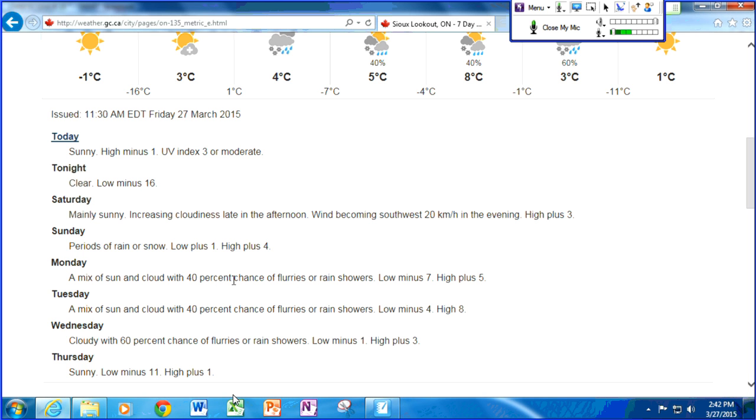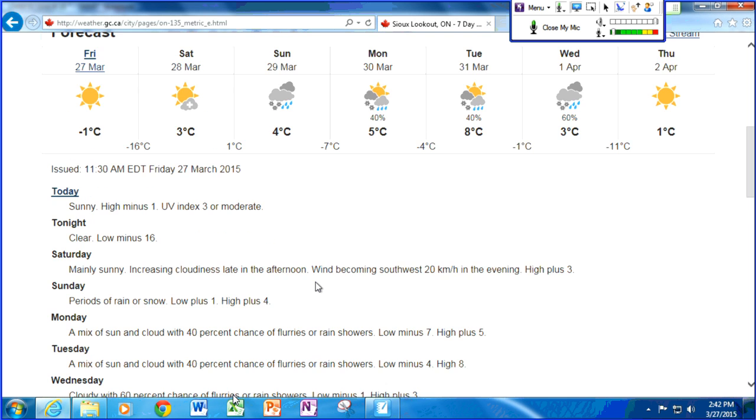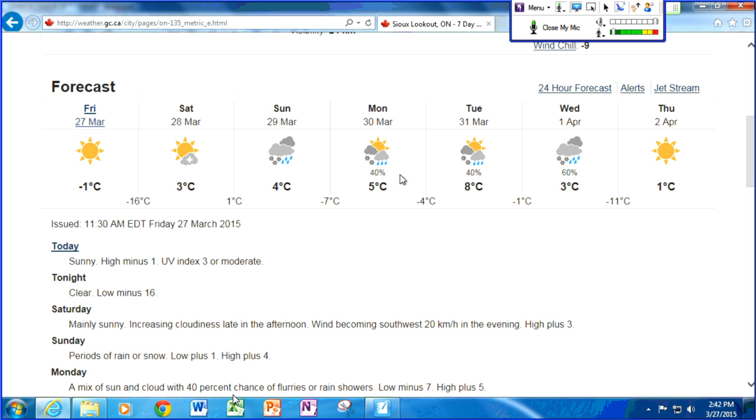And they're not even telling me whether it's flurries or rain showers, which is kind of a big deal, right? Do I need my snowshoes? Do I need my umbrella? But they are at least telling me there's a 40% chance that something's going to be falling out of the sky. So I need to be prepared, right? I'll wear rubber boots.